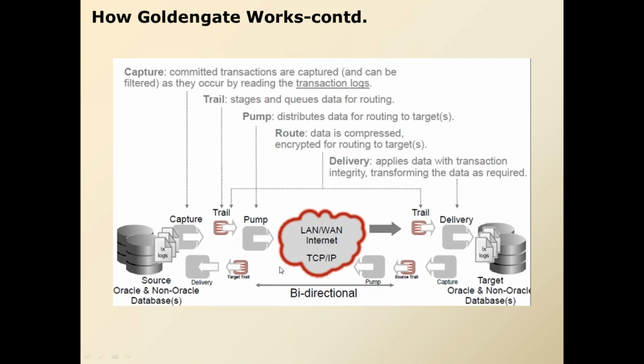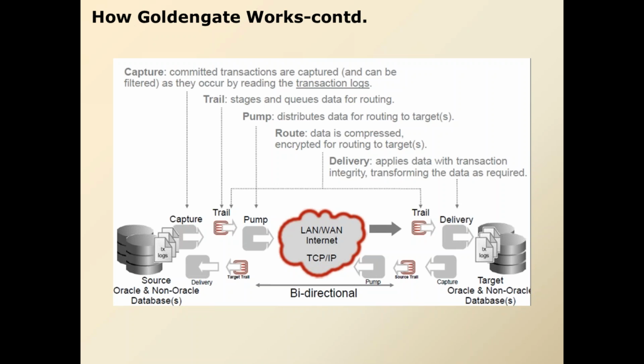Also, these three processes are independent of each other. So your pump can run even if your capture and delivery are down. Delivery can run even if your pump and capture are down. However, for data purposes, the pump process is dependent on capture. Until the capture process has written data to the local trail, the pump process cannot write it to the remote trail. Similarly, until the delivery process has got the data written into the remote trail by the pump process, the delivery process will not be able to write.